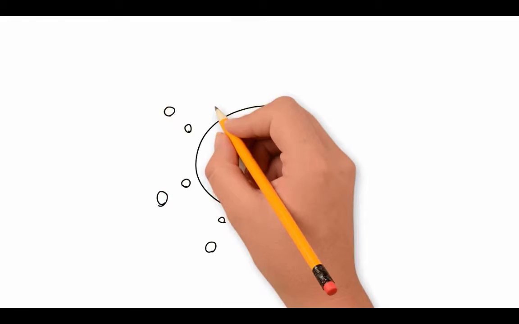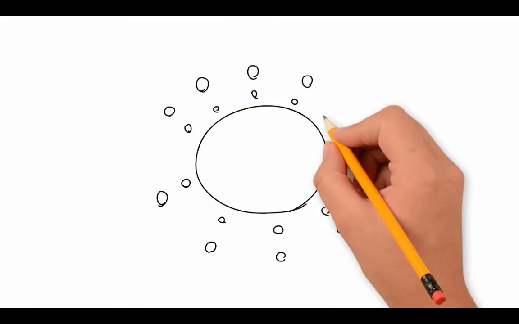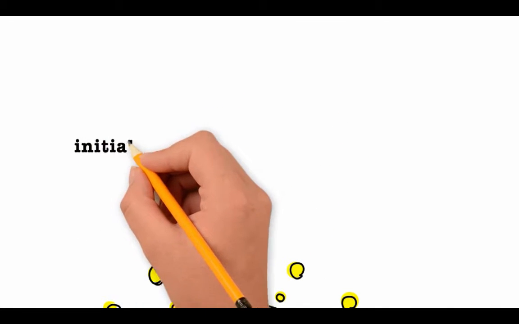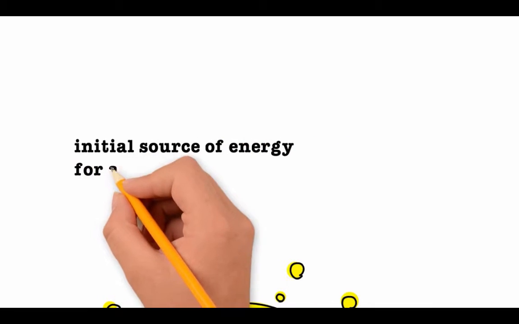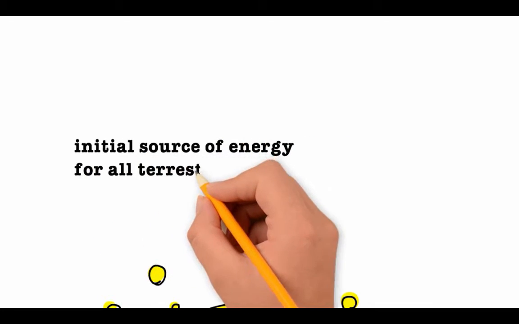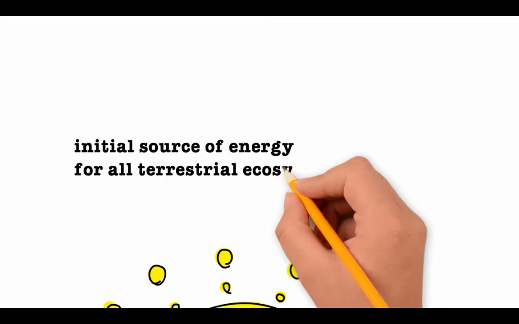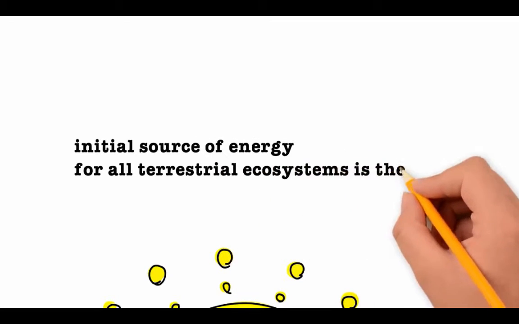Regardless of the organisms that live in each area, we can trace the flow of energy as it moves through an ecosystem. The initial source of all energy in all terrestrial and most aquatic food chains is sunlight.